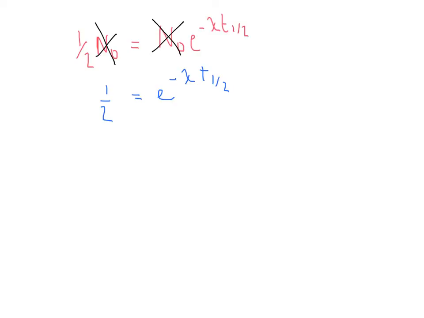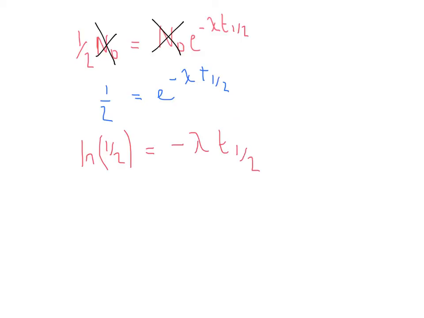Now we want to get our half-life time out of that exponential, so we take the natural logarithm of both sides. If we do that, the natural logarithm of a half is equal to minus the decay constant times t to the half.